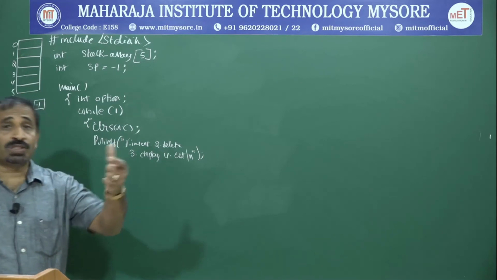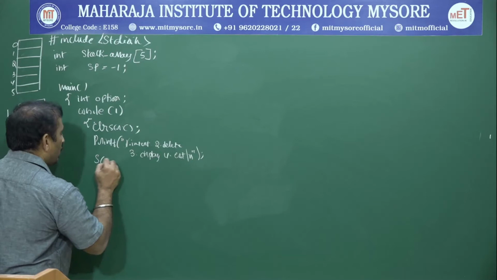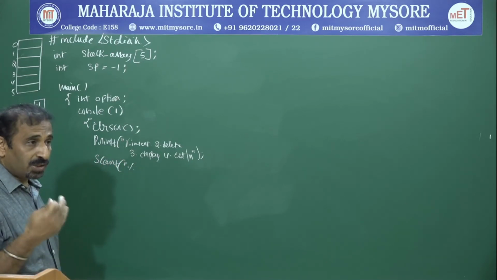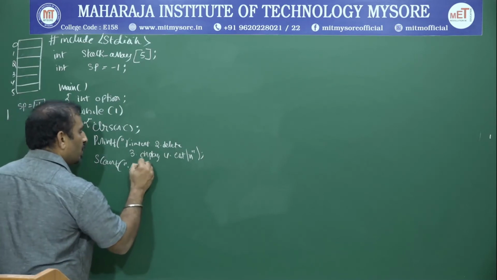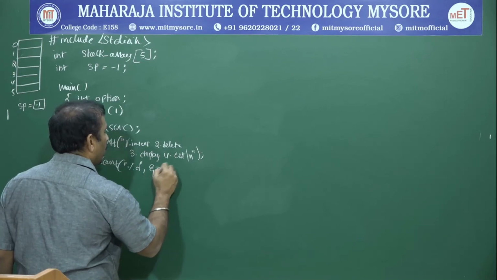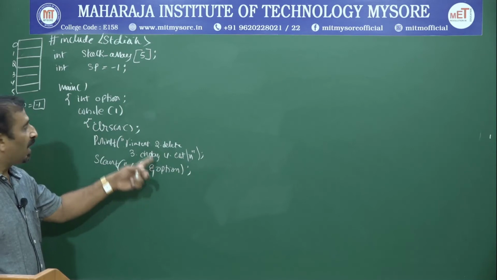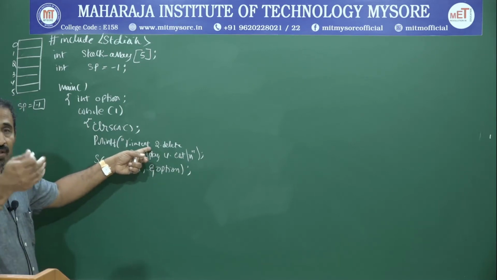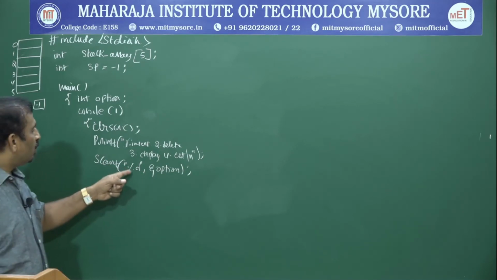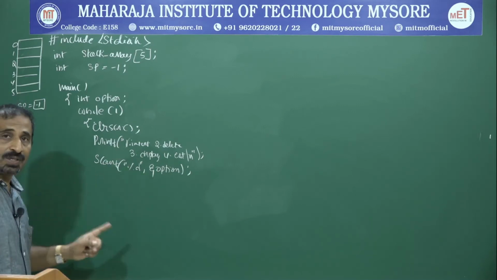So I am asking the user to select which option he is interested in. So, please scan his option. He may be interested in doing insertion or he may be interested in doing deletion, whatever. So, read that option. I am displaying what is your choice. He will give one choice, 1 or 2 or 3 or 4. So, whatever he types, that is now stored in the variable called option, alright.